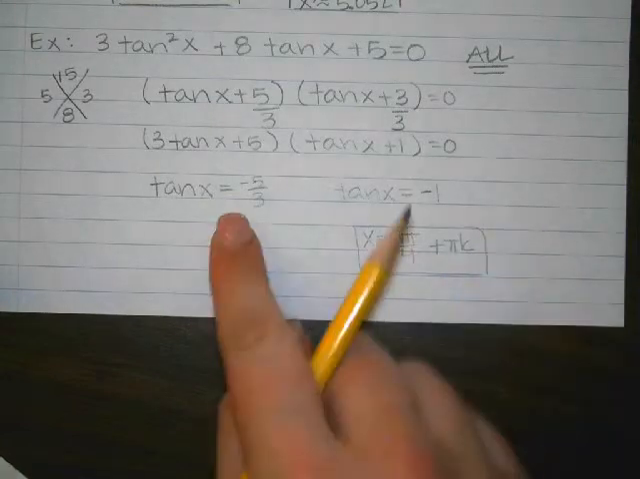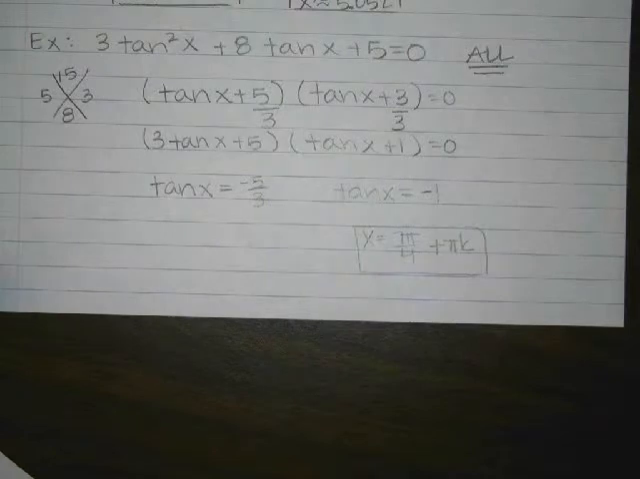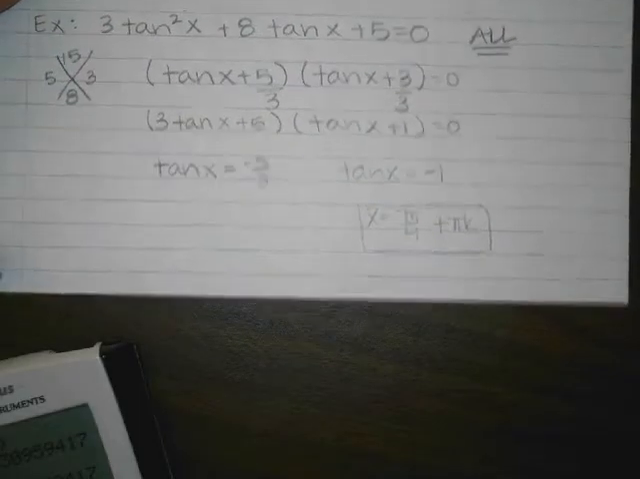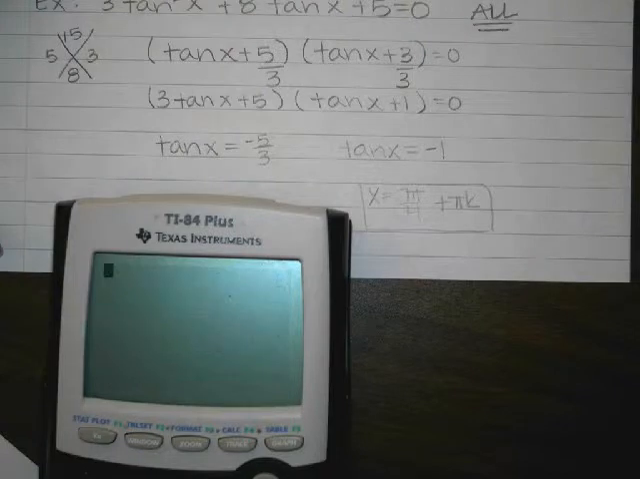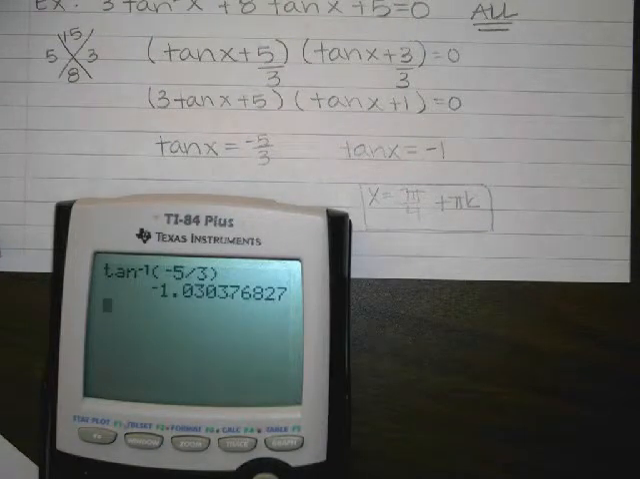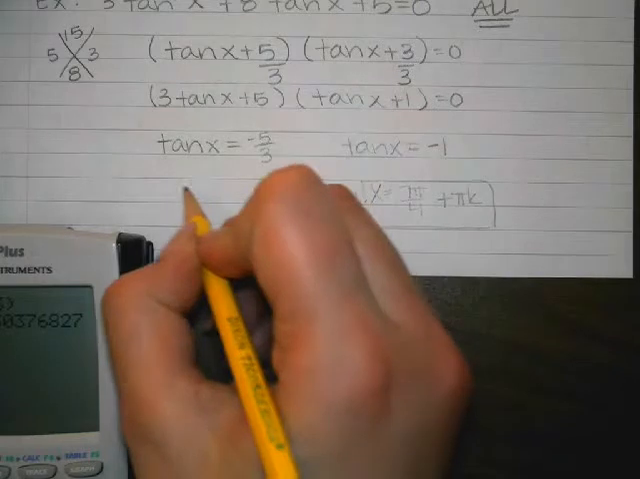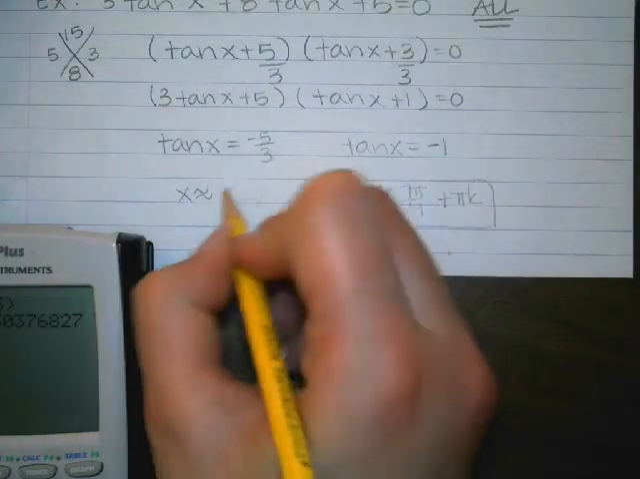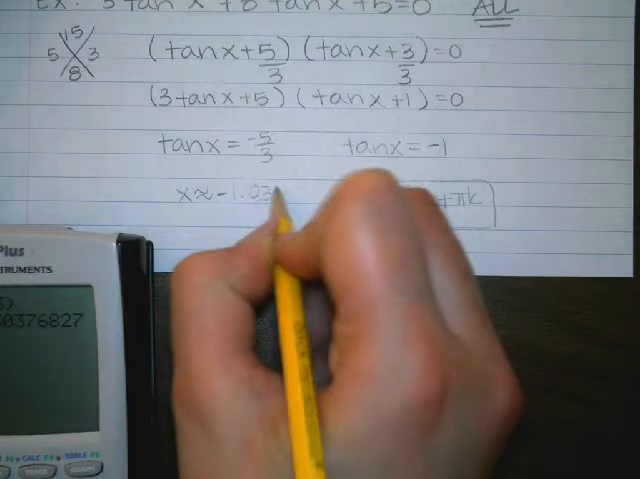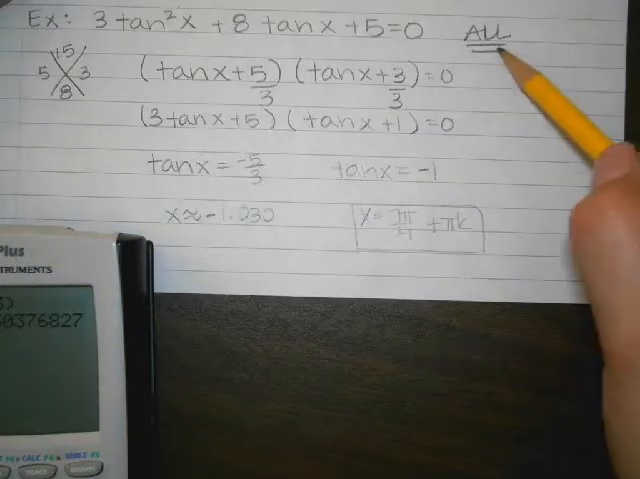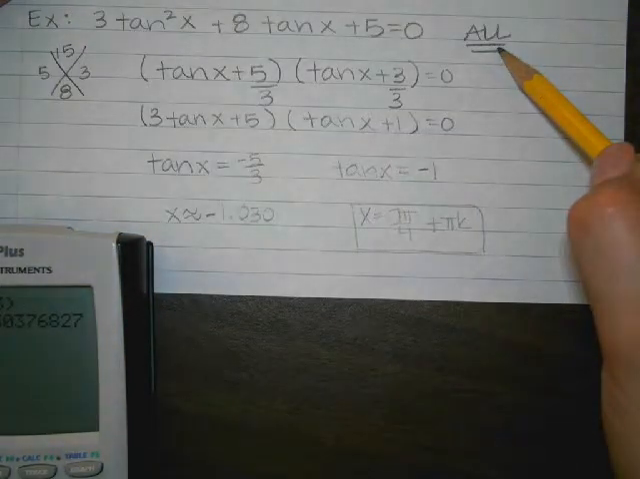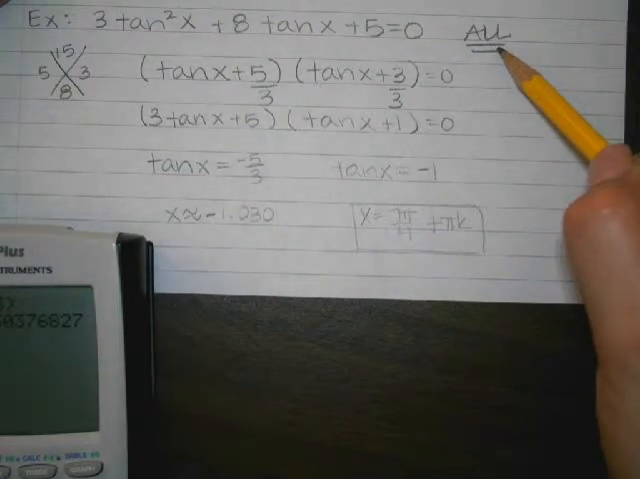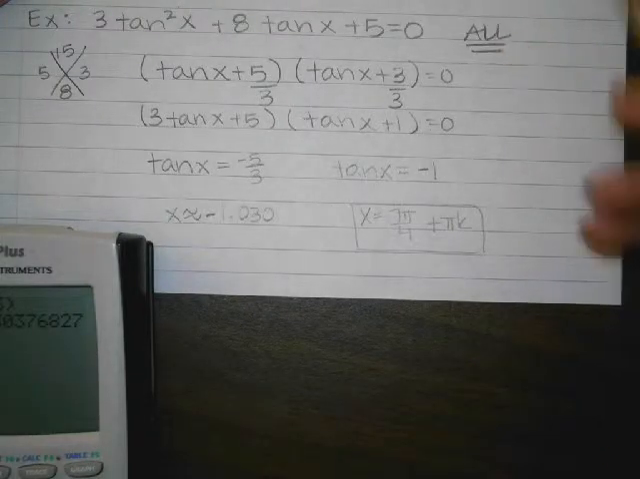Okay? And then over here, what should we do? Calculator. We're going to type tan inverse negative 5 divided by 3. Doesn't matter that we got a negative decimal. The instructions said all solutions. So does it matter if it's negative? It does not matter. It would only matter if we had one of the problems that said from 0 to 2 pi. So it doesn't matter.